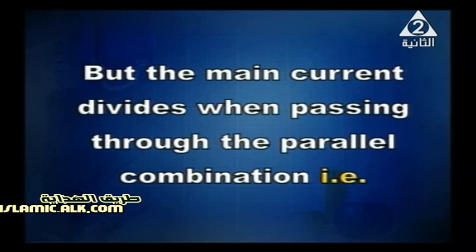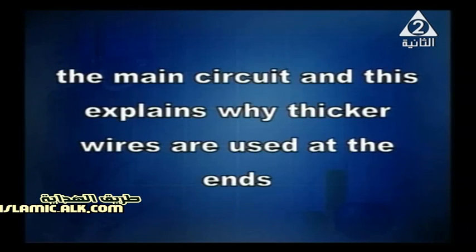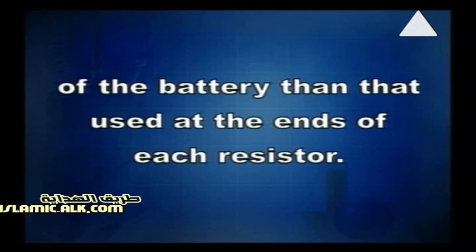But this main current divides, splits when passing through the parallel combination. That's to say, the current through each resistance is much less than the current through the main circuit. And this explains why thicker wires should be used at the ends of the battery, of course, thicker than the wires used at the ends of each resistor.